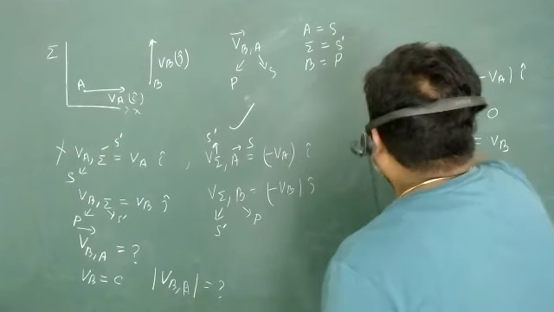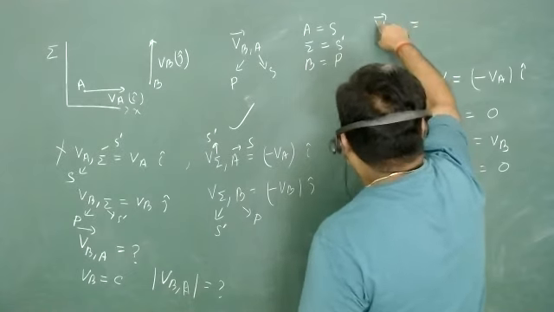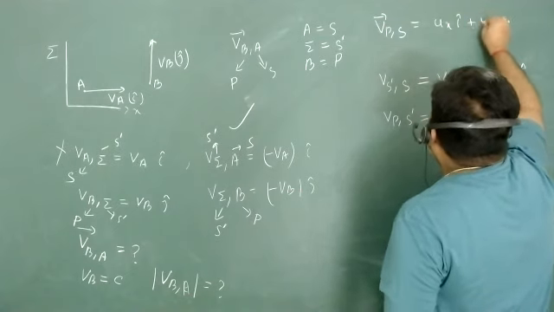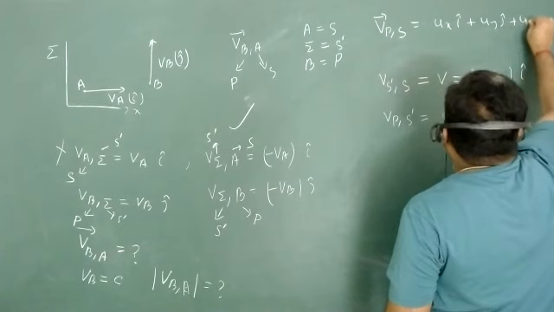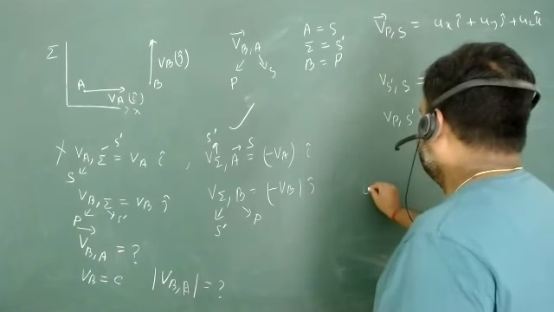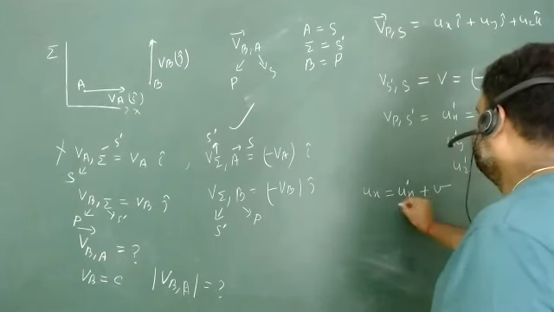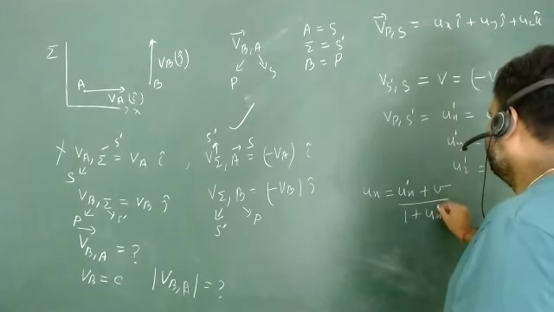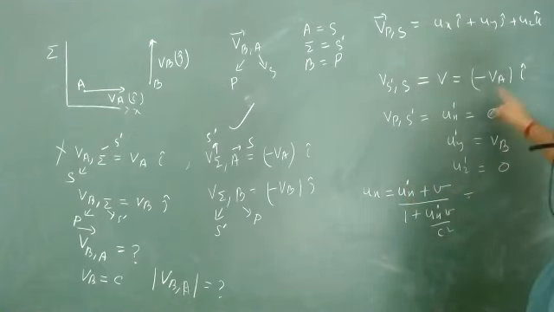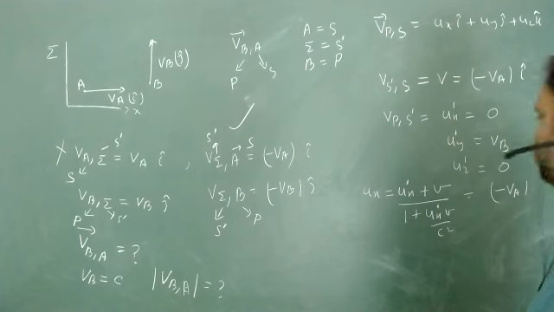Now we have to calculate the velocity of the particle with respect to S. That means if I am talking about the vector, this is ux i cap, ui j cap plus uz k cap, isn't it? So let's go for the formula. What is your ux? ux is equal to (ux dash plus v) upon (1 plus ux dash v upon c square). Now what is ux dash? 0. What is v? Minus va. ux dash is 0, so this will be exactly minus va.